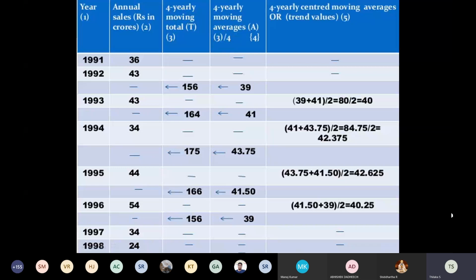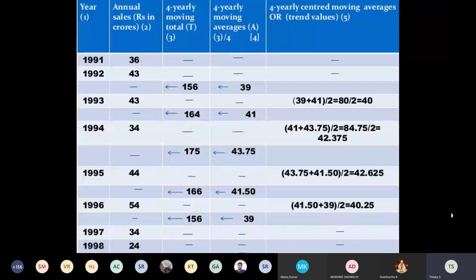And while you are plotting the points on the graph, in some cases you will find it difficult to plot in between the years. If you think so, then you can go for the process of centering. The process of centering is nothing but the average of the first two sets, the average of the second and third, the average of the third and fourth, likewise. So 156 plus 164, the average of these two numbers is given here, and that is called the 4 yearly centered moving average.